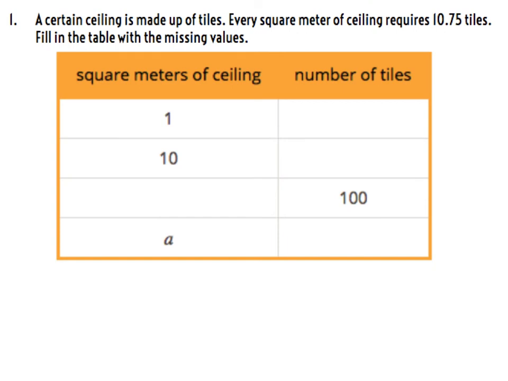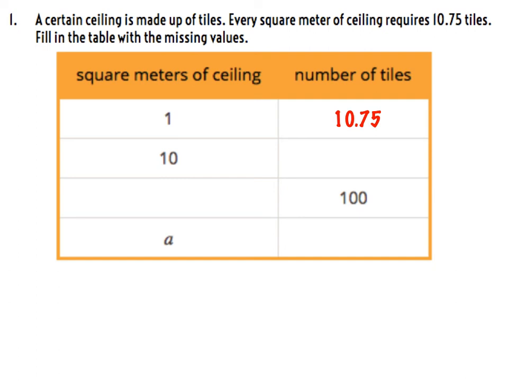As you are looking at your homework tonight, an important thing to notice is that we already have a unit rate provided. Every square meter of ceiling requires 10.75 tiles. I can fill that information in right away, because if I have 1 square meter of ceiling, that means it's going to take 10.75 tiles.